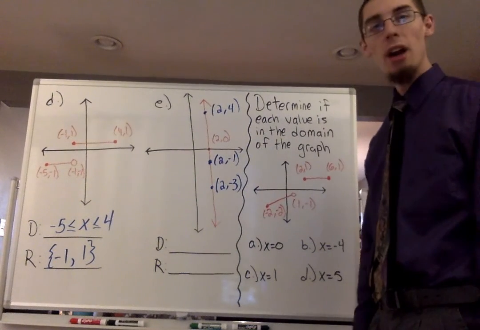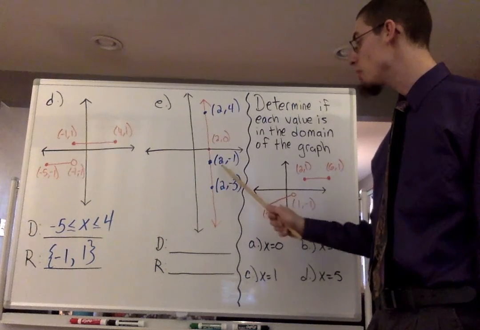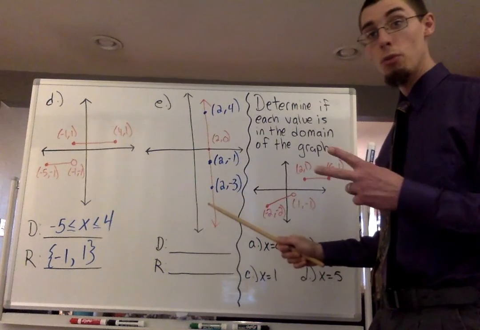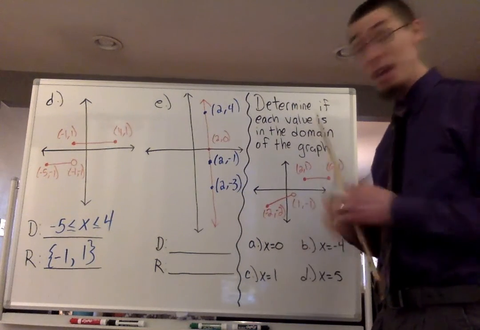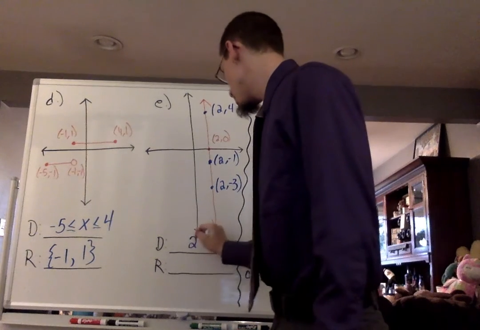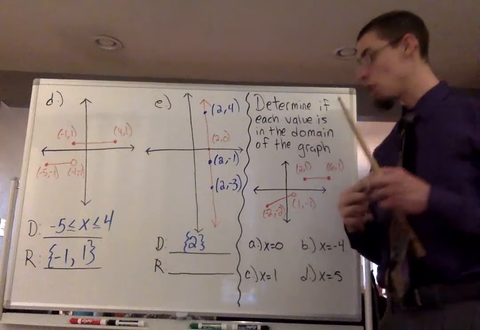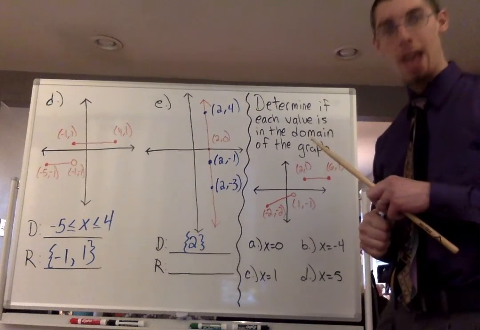No matter where I look on this graph, the x value is always 2, which means my domain, my list of all my x values, is just the number 2. That is the only domain value that I have.